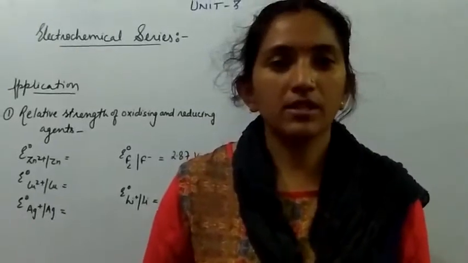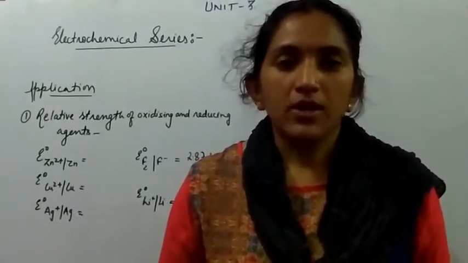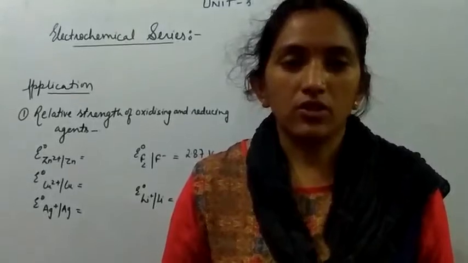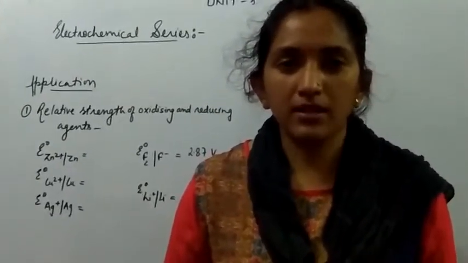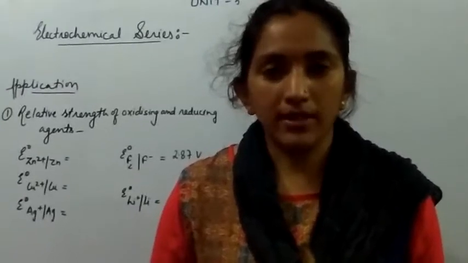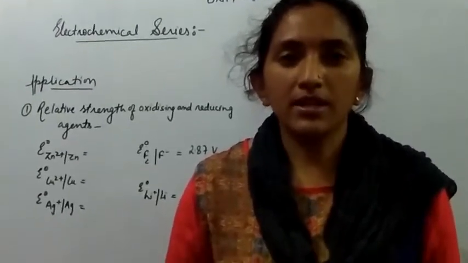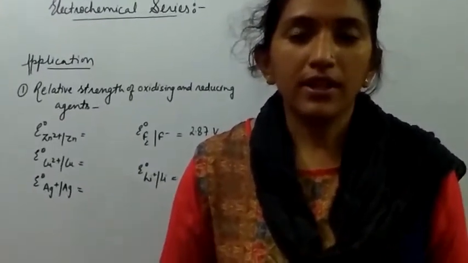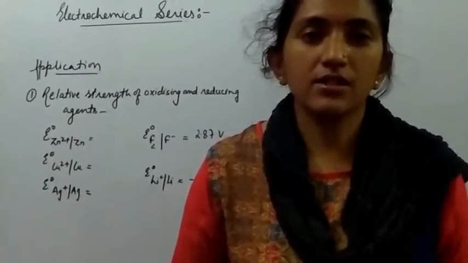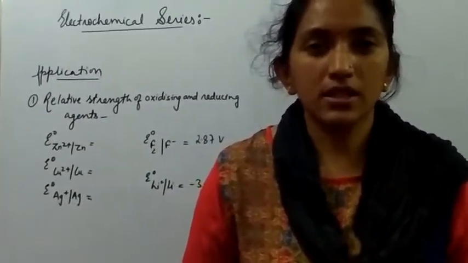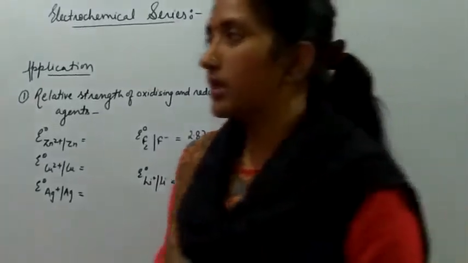is electrochemical series. By knowing the different electrode potential in terms of standard electrode potential of different metals and non-metals, right? They have been arranged in a definite order in a series. That series is known as electrochemical series, right? So what is an electrochemical series?